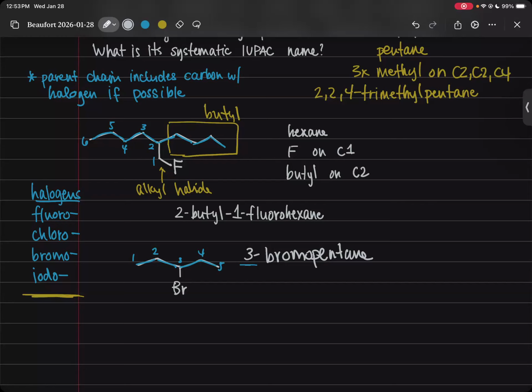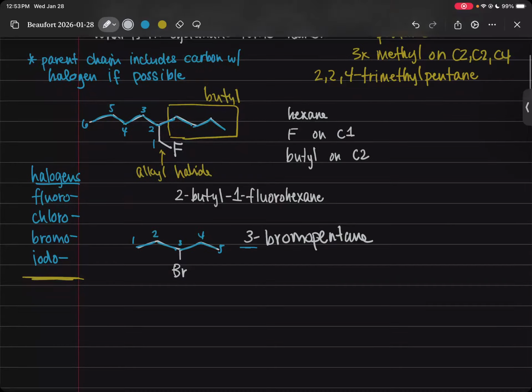What practice do we want to do first? IUPAC naming or functional groups? Functional groups? All right.